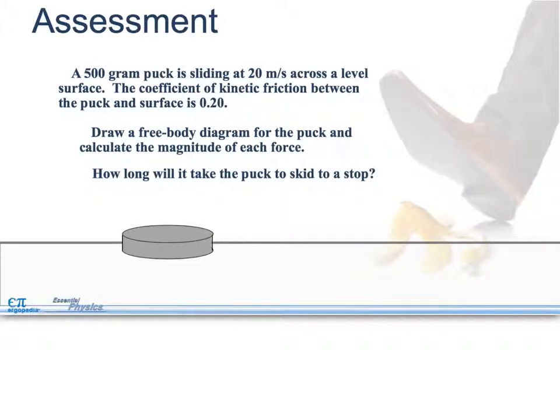A 500-gram puck is sliding at 20 meters per second across a level surface. The coefficient of kinetic friction between the puck and the surface is 0.20. Draw a free body diagram for the puck and calculate the magnitude of the force. How long will it take for the puck to skid to a stop?